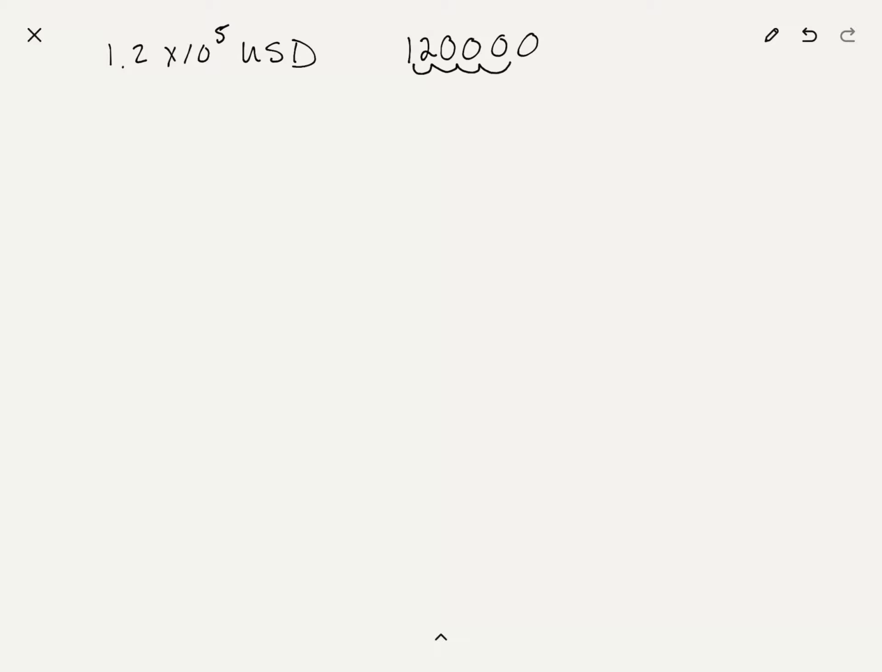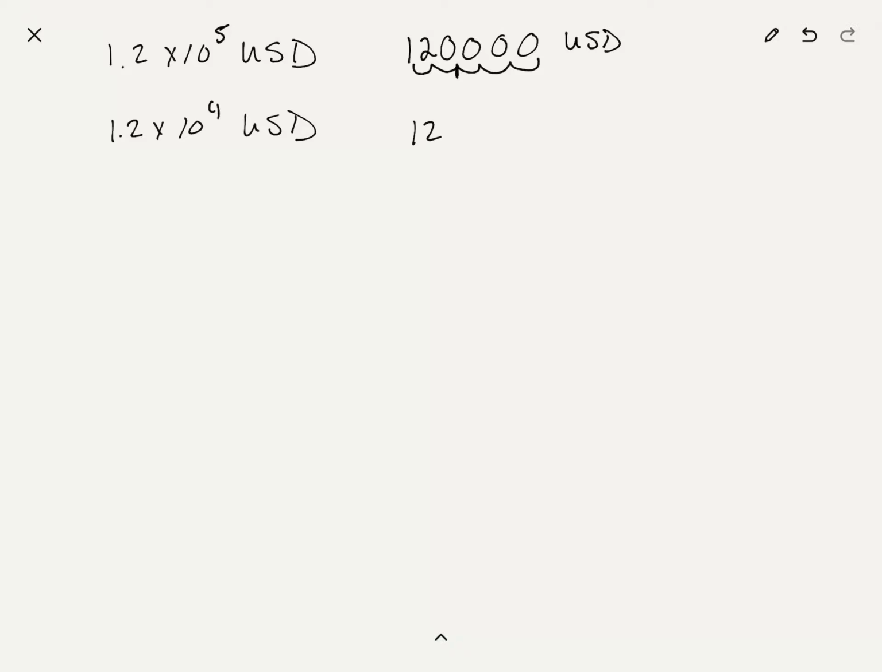Right? We moved our decimal from here 5 spots to the right to make it bigger. 1, 2, 3, 4, 5. Now that's 120,000 US dollars. That's a lot of money. But let's say that you don't know how to use scientific notation and your boss thinks he can pull a quick one on you, so he gives you 1.2 times 10 to the fourth. He just cuts you by 1 spot.